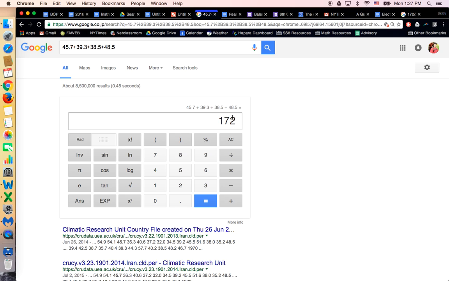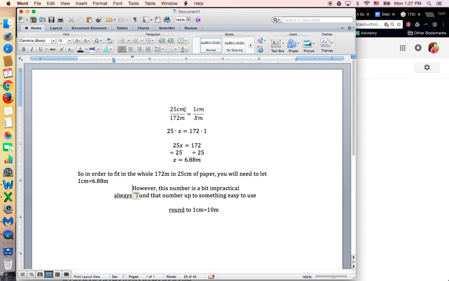Okay, so I'm going to try to fit 172 meters into 25 centimeters. So I'm going to set up a proportion. I want to have 25 centimeters is to 172 meters, and I want to know what 1 centimeter is. So I'm going to find my scale. What 1 centimeter is, how many meters is that going to be? Well, now I've got a proportion. Cross multiply, divide both sides by 25, and I end up finding that 1 centimeter should be equal to about 6.88 meters. If I'm going to fit that whole 172 meters in 25 centimeters of paper, I'm going to need to let 1 centimeter equal 6.88 meters.